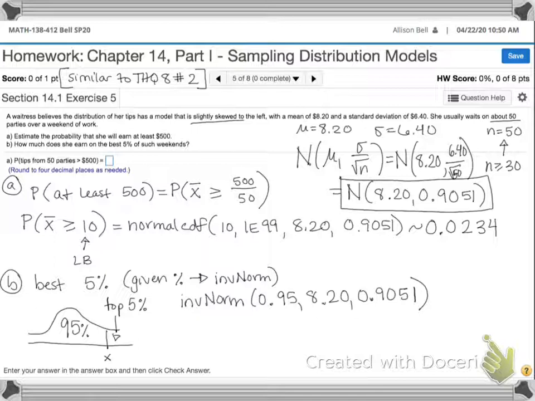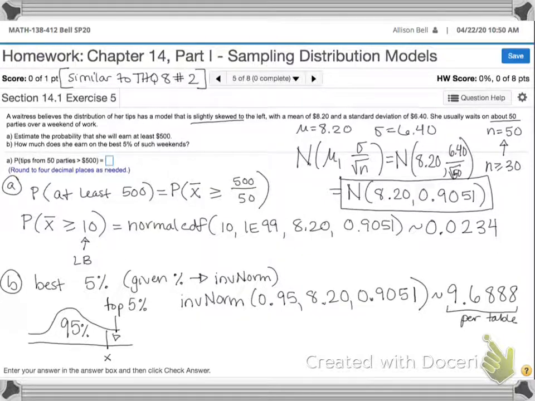So I'm going to go to inverse norm, which again was the second VARS menu. I'm putting in all my values here, and I'm going to get 9.6123, let's do 4 decimal places just to be safe. Okay? So this is a dollar amount, so eventually we'll round to 2 decimal places, as I'm assuming the answer asks. But the trick about this is that this number is per table.